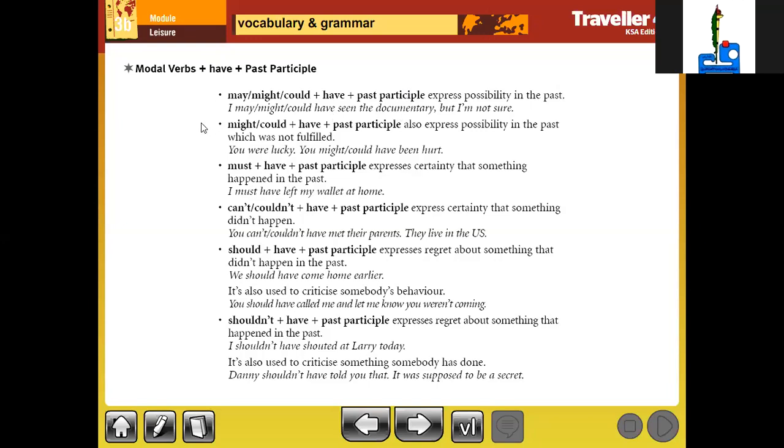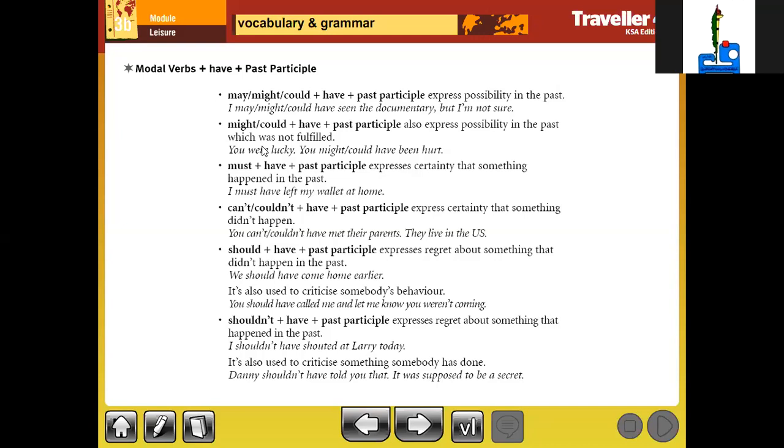We also use might or could plus have plus past participle when we want to express possibility in the past which was not fulfilled. When we want to express unfulfilled possibility, it was possible for something to happen, but it eventually didn't. لما يكون احنا عايزين نتكلم على حاجة كانت ممكن تحصل في الماضي بس ما حصلتش. It didn't happen. We use might or could plus have plus past participle of the verb.